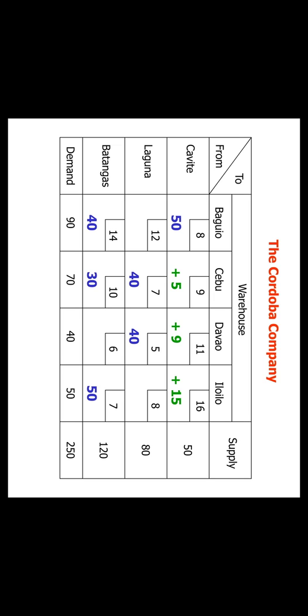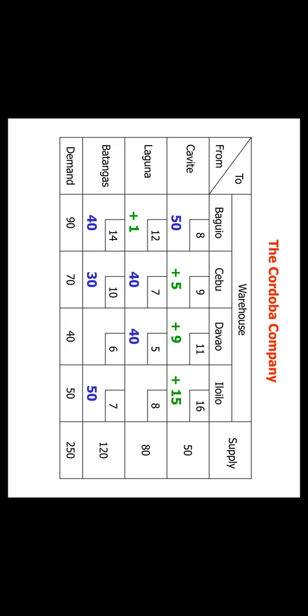Next is the unused cell with the cost of 12, the closed path of which would be the adjacent cells. So from 12, you go right to 7, down to 10, left to 14, and then back to our unused cell with a cost of 12. So in terms of improvement index, that would be plus 12 minus 7, which is positive 5, plus 10, which is positive 15, minus 14 gives us positive 1.